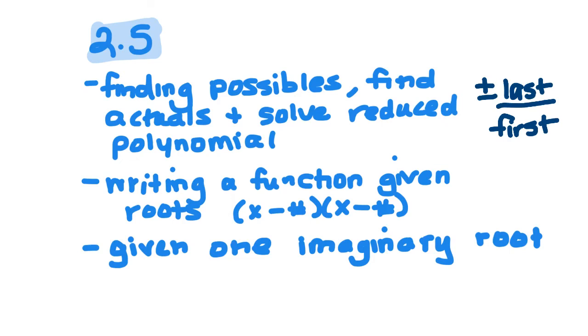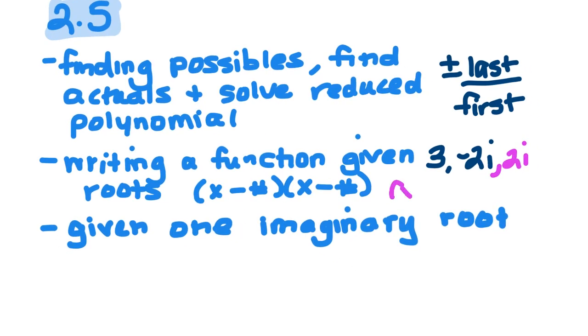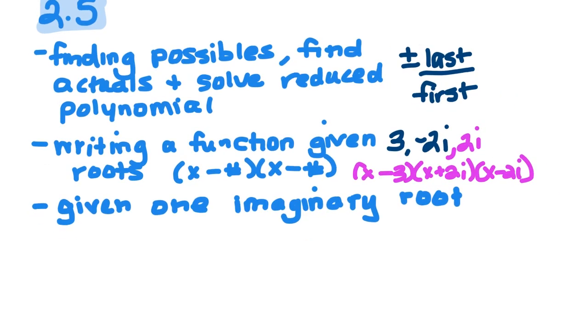Also in 2-5 was writing the function given the roots. When we did this in 2-2, we were given real numbers like 3 and negative 2, and you would put those behind x. But now you're going to be given something like negative 2i and 3. Remember, these complex numbers come in pairs, so if you have a negative 2i, you immediately know you have a positive 2i. And then you would write x minus 3, x plus 2i, and x minus 2i. Then you would multiply those out, and at the very end, make sure that you put f of x as what it equals.